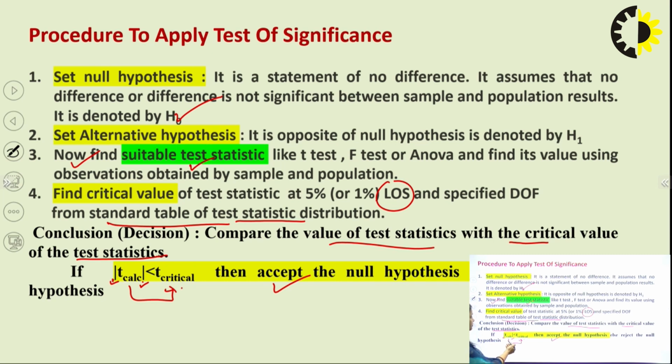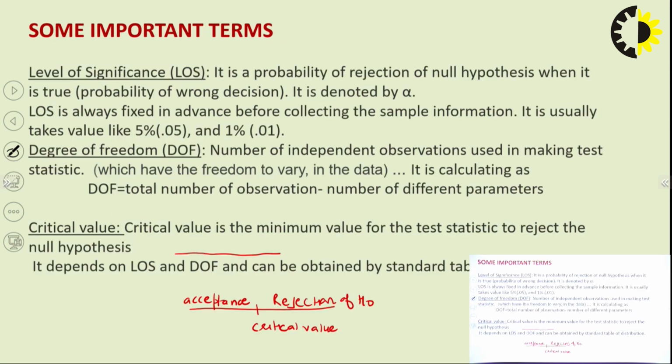Now see, if calculated value is greater than critical value, then we will reject the null hypothesis. And what does it mean? If we reject the null hypothesis, then it means there is a significant difference between the sample statistic and population parameter. And if there is a significant difference, then it means we cannot assume the properties shown by the sample for the population. Okay. So these are the steps to apply the test of significance.